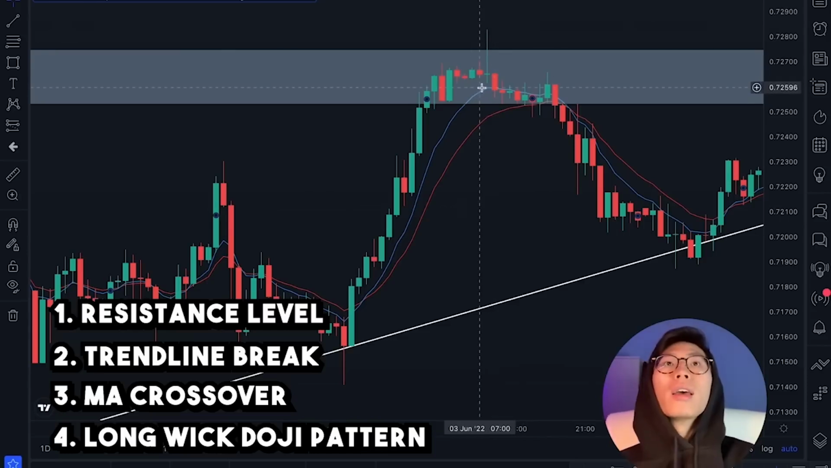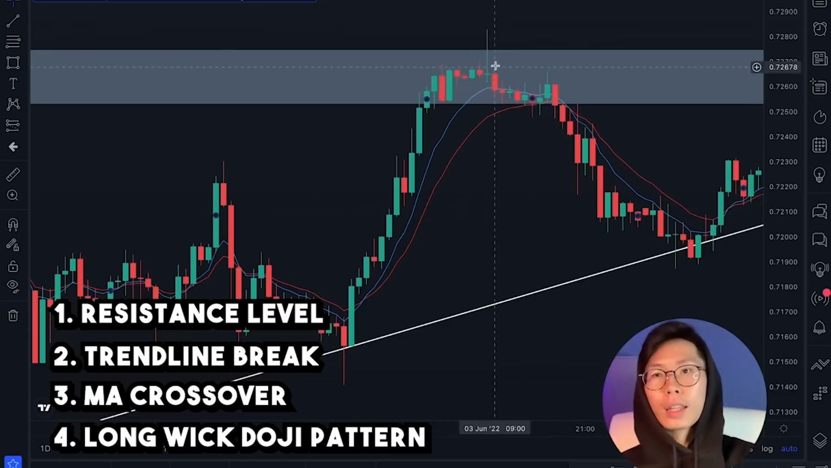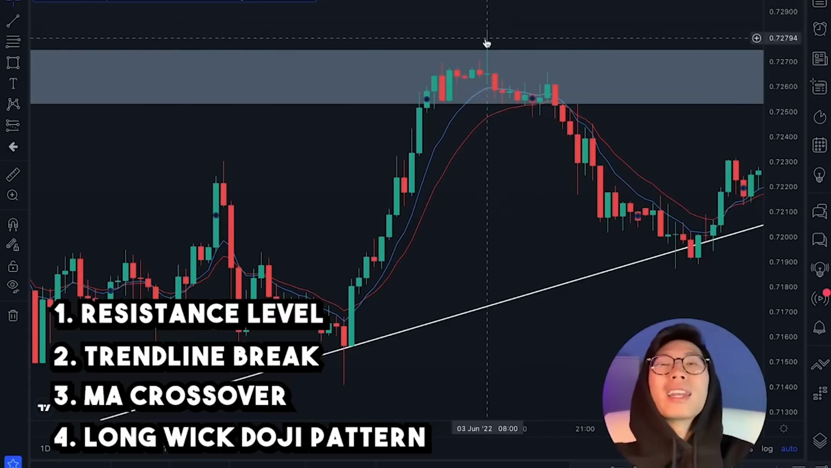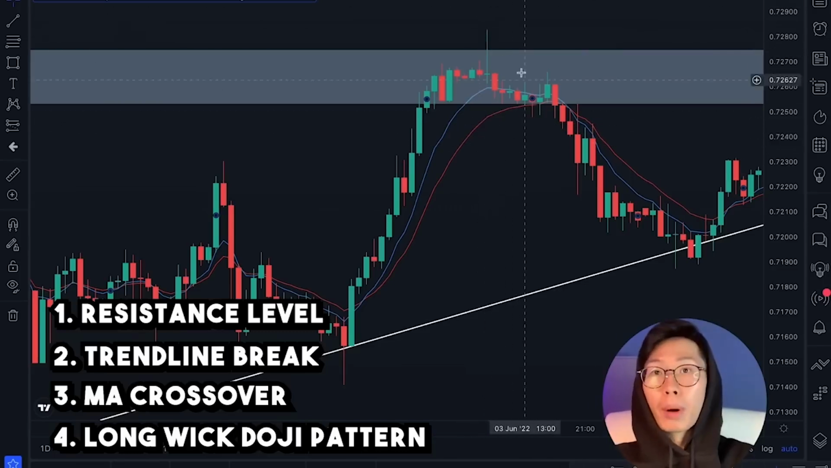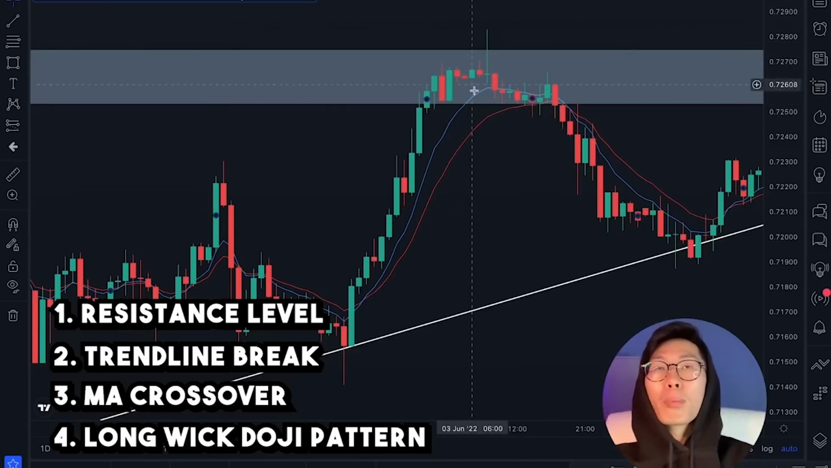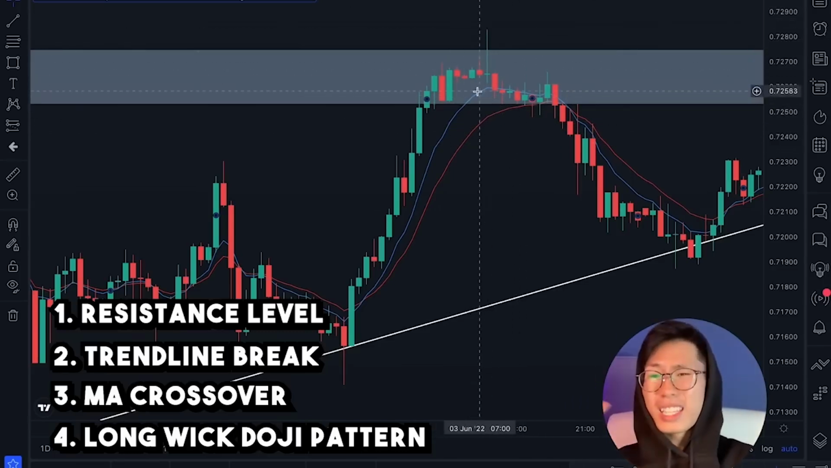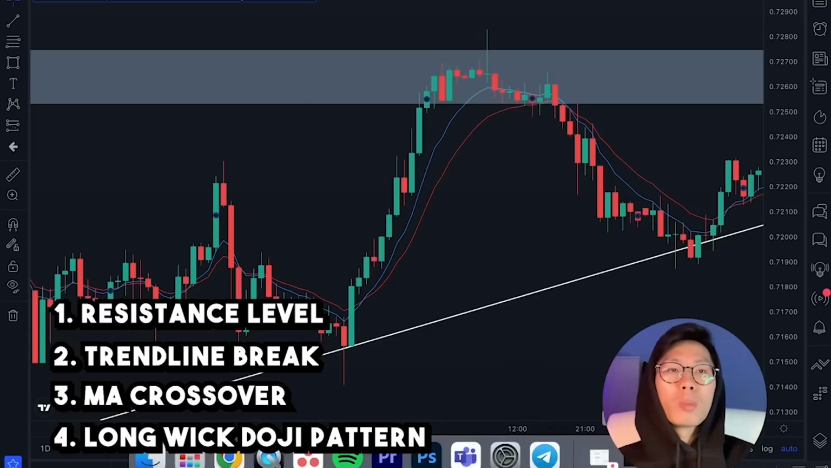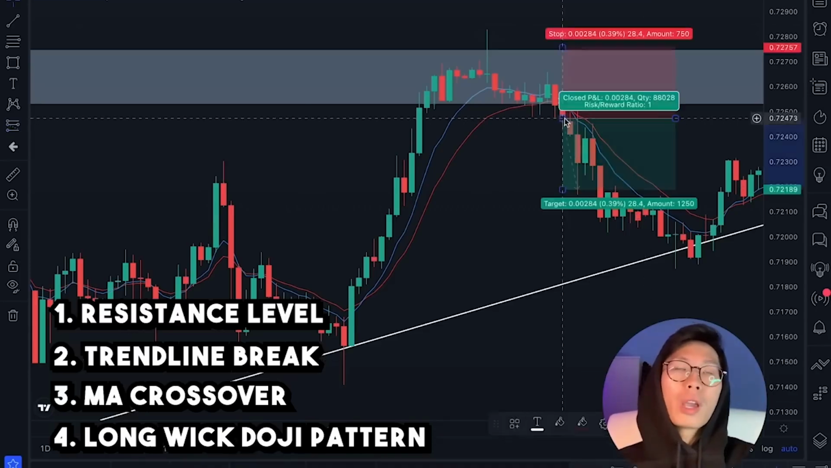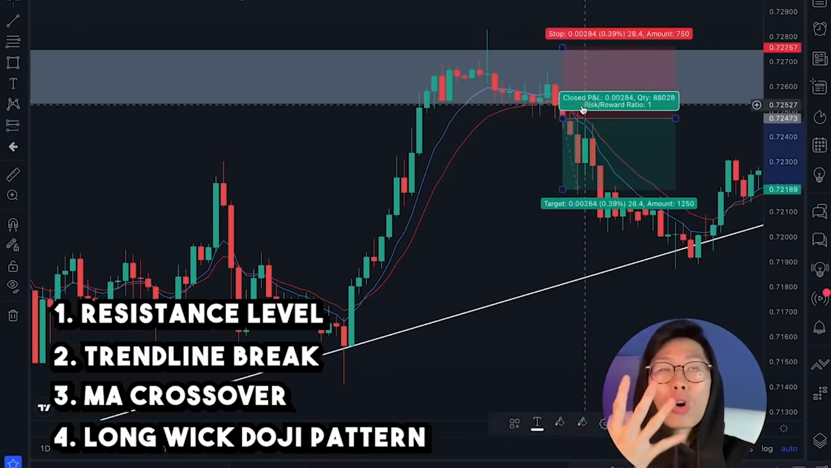This shows us that there is a lot of uncertainty in the market, and the market is indecisive. The market might be about to reverse because the buying pressure is all gone. Now it's the sellers' market, so we can enter our sell position somewhere around here when the moving average crosses over, and we have our 4 confluences.